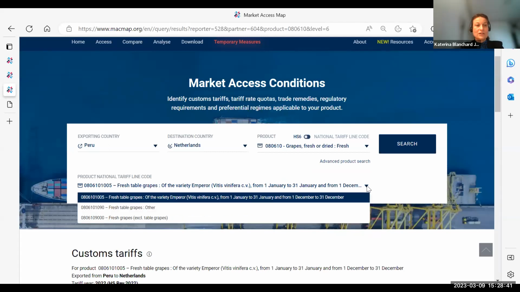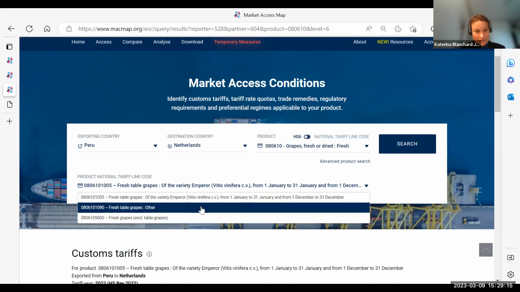We have 3 different national tariff lines at the 10-digit level, which would be the tariff code for trade in the EU. And we also see that the first one has a seasonal character. This one would apply only to trade in variety Emperor between the 1st and 31st January and the 1st and 31st December, which would be the peak season for trade in this type of product. Since we are not in this period, let's select the fresh table grapes, other, the second code.